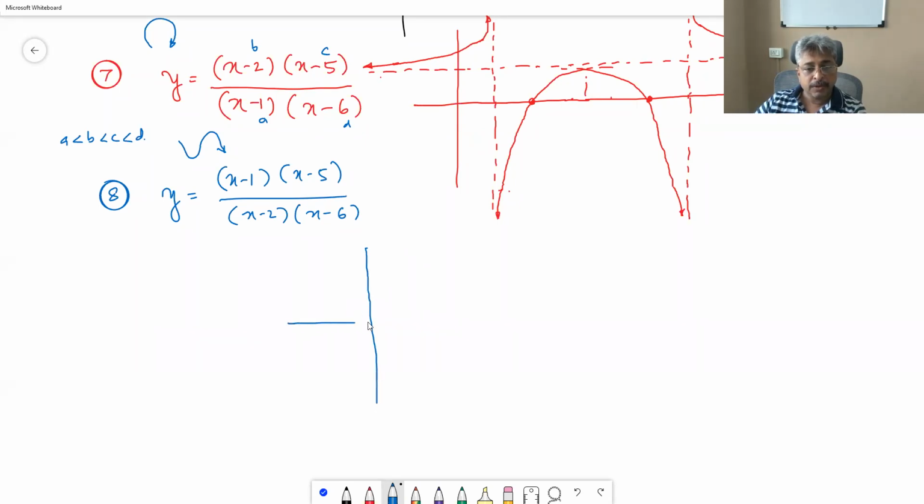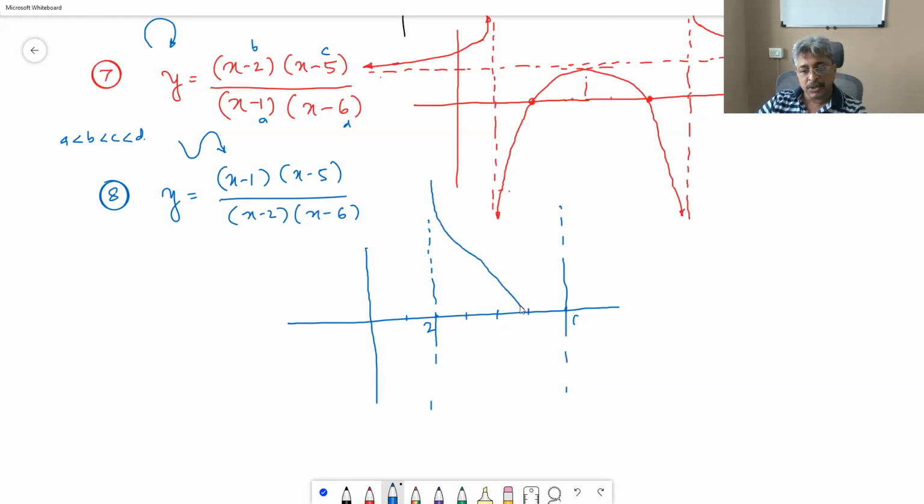Y axis, x axis, 1, 2, 3, 4, 5, 6, a dotted line at 2, a dotted line at 6. I think it goes like this. For what value of x does it become 0 between 2 and 6? It is 5. Right? If x is equal to 5, y becomes 0. So the graph goes like this.